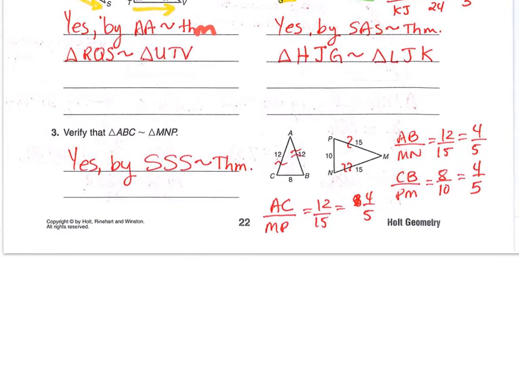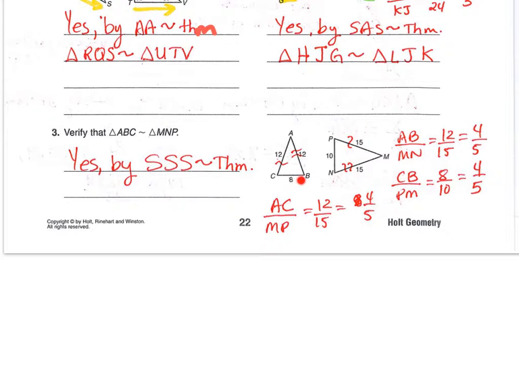Number 3 says verify that those two triangles are similar. So what I'm doing here, I'm comparing AC to MP. That's 12 over 15. Reduced by what number? I can simplify it. By 3 is 4, by 3 is 5. Good. And then I'm comparing AB to MN. That's 12 over 15, and the same thing here, by 3 is 4 over 5.